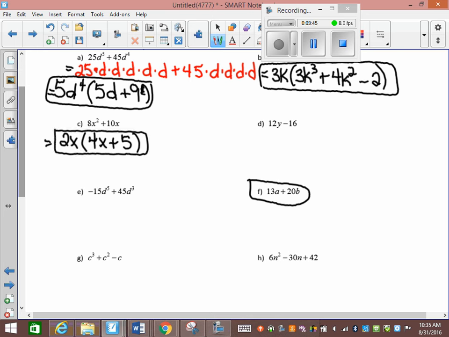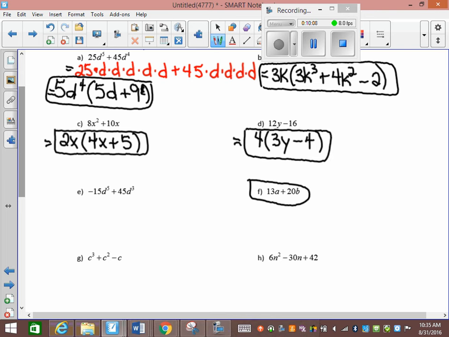D, I can take out a 4. If you got a 2, not the end of the world. You have to go back out and take out another. So you can take out a 4. 12 divided by 4 is 3. y stays. Can I take out a y? No, because it doesn't have one. And then negative sign, 16 divided by 4, 4.